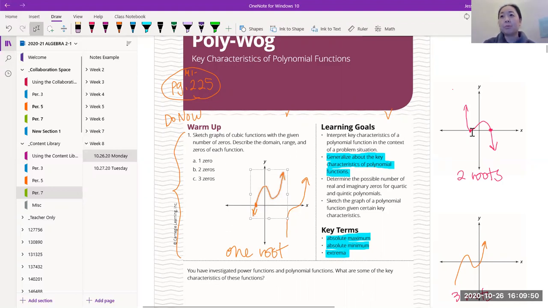And then 2 roots, we have one like here. This one right here is a double root, and then it goes right through for that second root right there. And then here we have a standard 3 roots, 3 real roots.